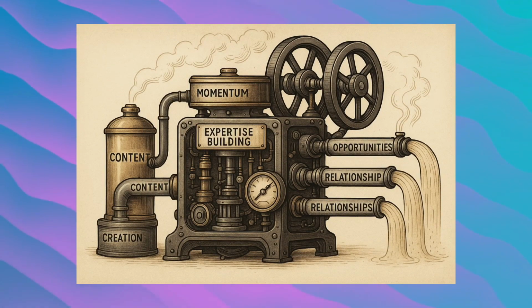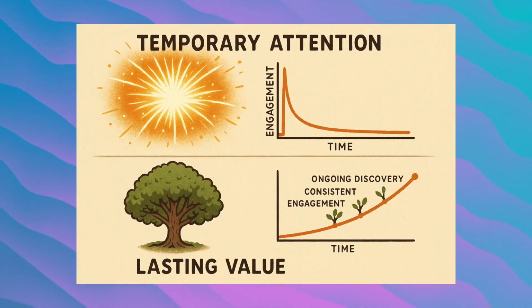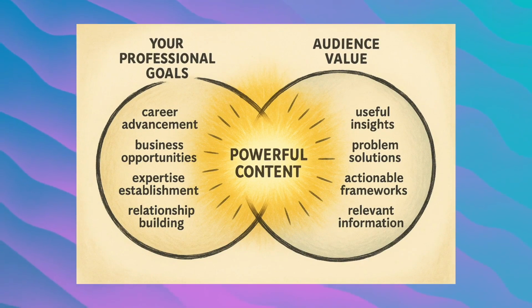Building your content engine. Think of your LinkedIn content as an engine that works for you even when you're not actively posting. Great content continues to attract opportunities. It builds relationships, and it establishes your expertise long after you've published it. This means creating content that has lasting value, not just immediate relevance. It means building a body of work that demonstrates your expertise over time, not just individual posts that get temporary attention. Your content engine should systematically achieve your professional goals while providing genuine value to your audience. When these two objectives align, your content becomes a powerful tool for career advancement and professional influence.